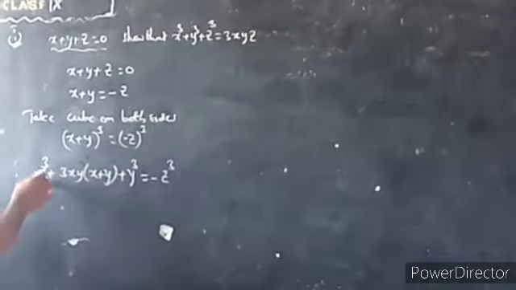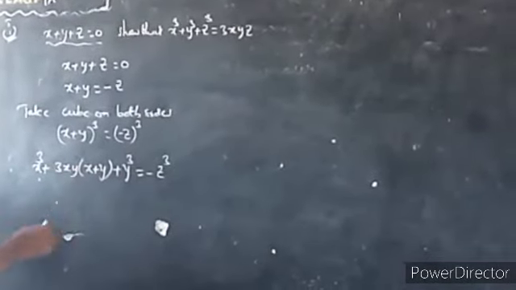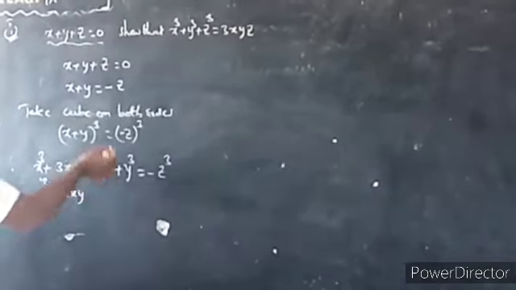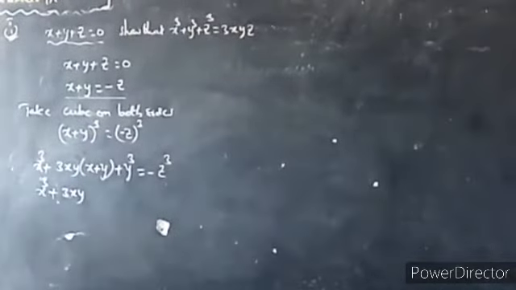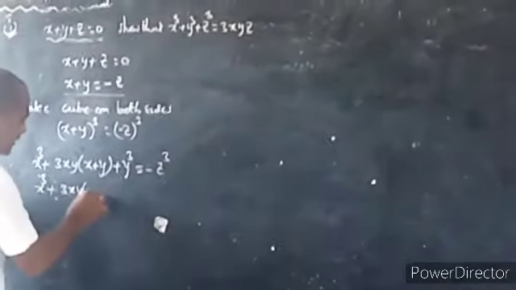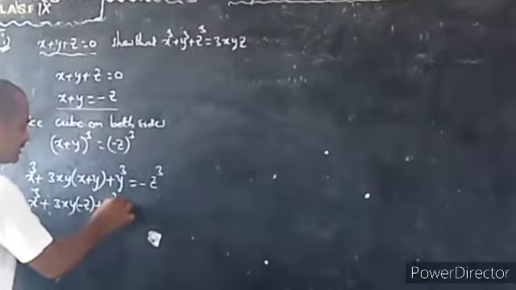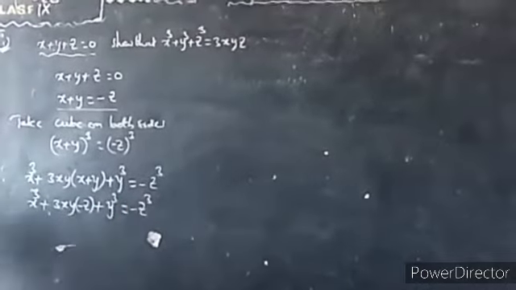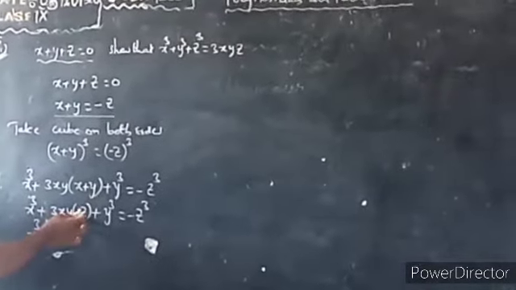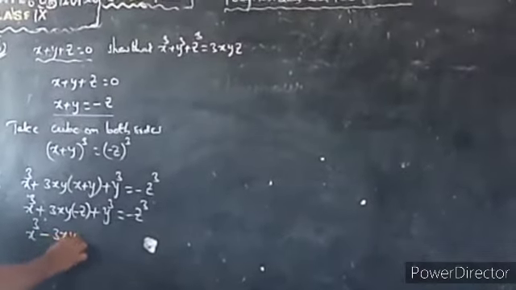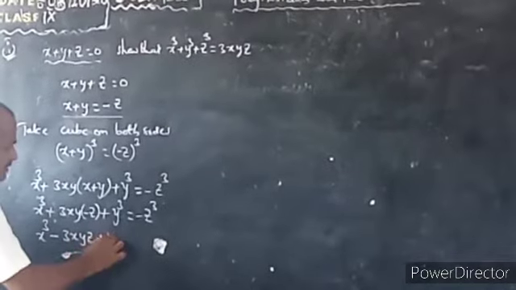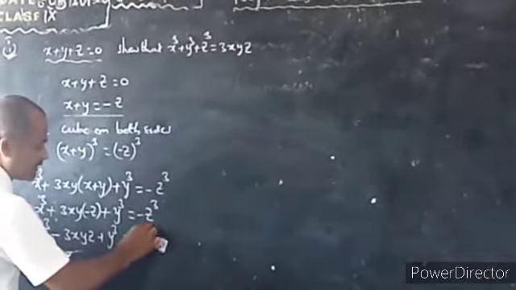Now x cube plus y cube, and here 3xy into x plus y. What does x plus y equal? It is minus z. In place of x plus y, you should substitute minus z. So we get x cube plus 3xy into minus z plus y cube, which is equal to minus z cube. Now simplify: x cube minus 3xyz plus y cube is equal to minus z cube.